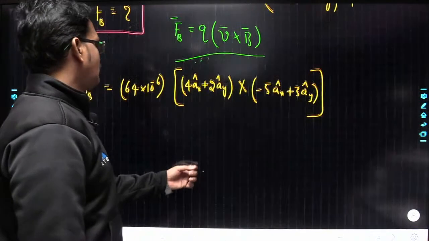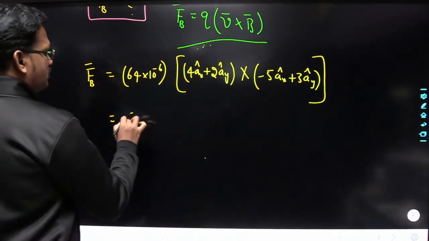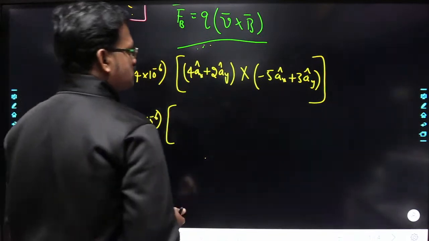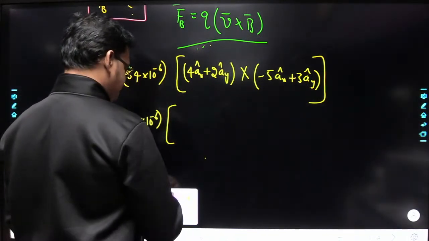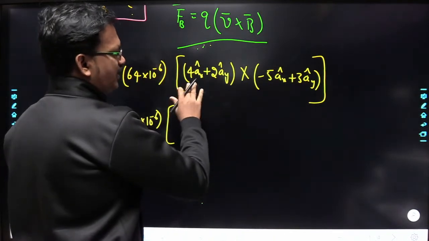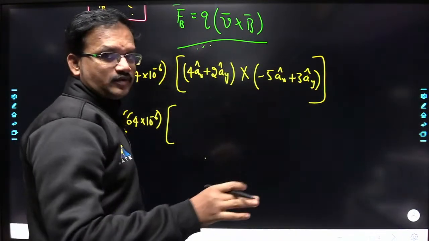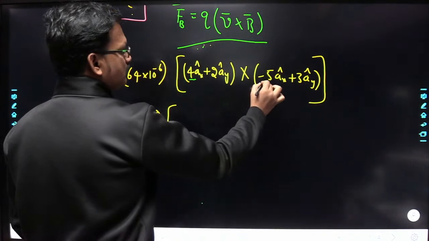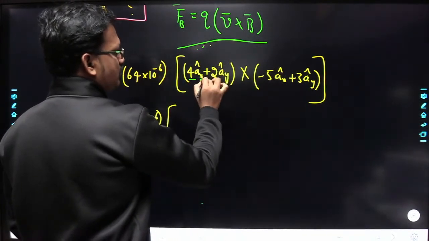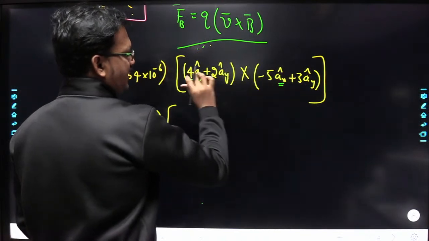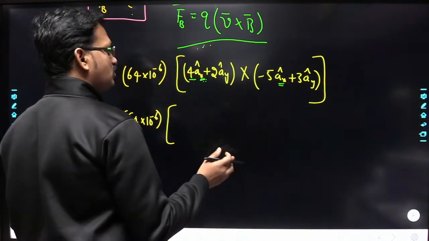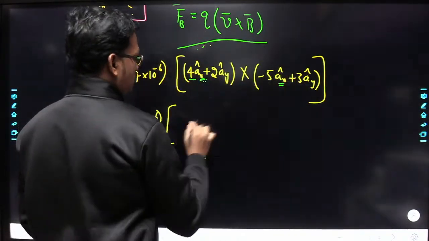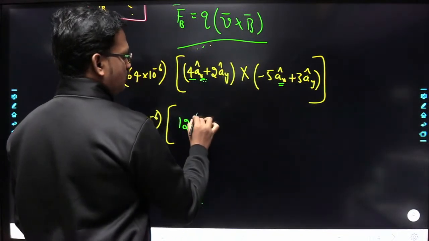So what are you going to get here? 64 into 10 power minus 6 into the cross product. Since you have only AX cap and AY cap, there is no need to write in determinant form. You can directly calculate the cross product. Now 4 AX cap into AX cap: AX cap cross AX cap is 0. Next, AX cap cross AY cap gives AZ cap. So 4 into 3 is 12 AZ cap.